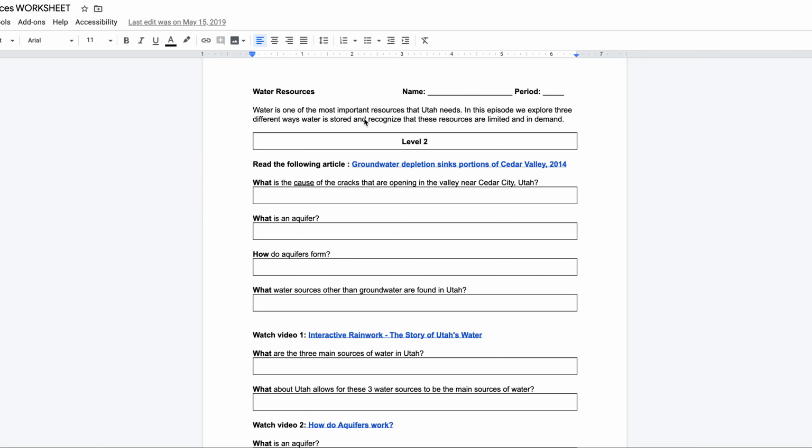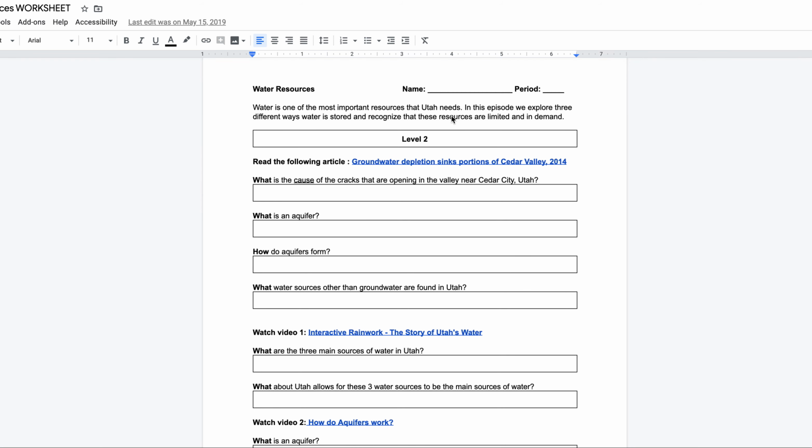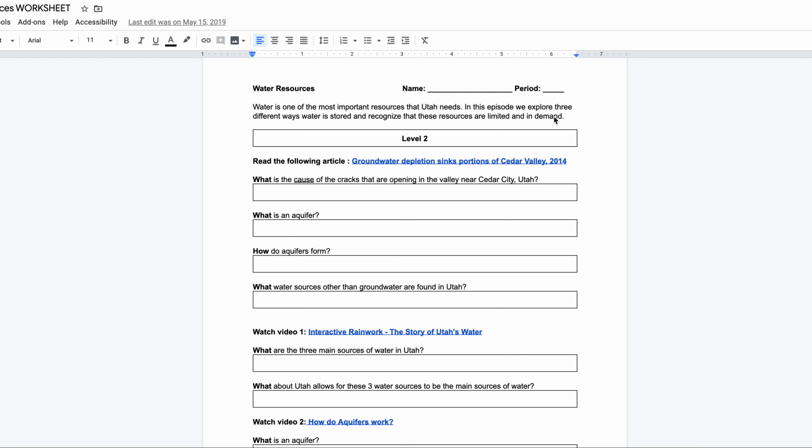So water is one of the most important resources that Utah needs. And we're still in Utah. In this episode, we explore 3 different ways water is stored and recognize that these resources are limited and in demand. So we've been learning this. We all know this. We all know that water is limited. Save water, right? But now we're going to explore more, and we're going to utilize that knowledge to understand even bigger concepts.